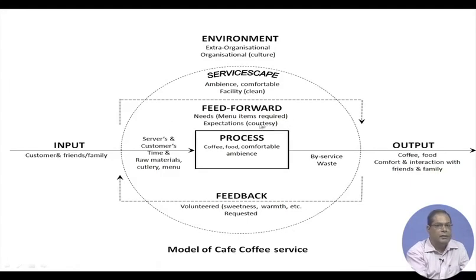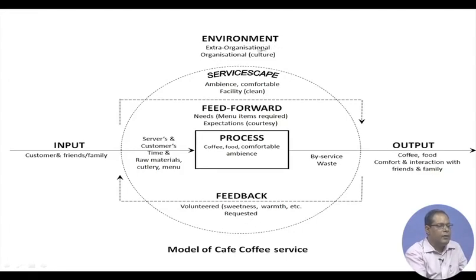The feed forward is the menu items required, and the expectation is the courtesy with which these items are provided by the service provider to the customer. And the feedback, that is the customer gives the feedback that the food was sweet or very sweet, etc. It was warm, or it was warm enough, or it was cold, etc. And this feedback may be later requested also from the customer. So, sometimes the customer volunteers this feedback, and sometimes he is requested about this feedback.